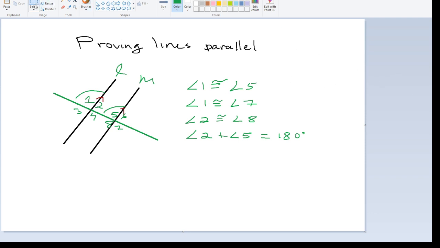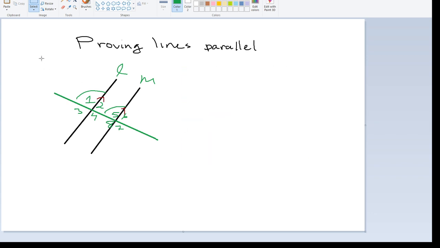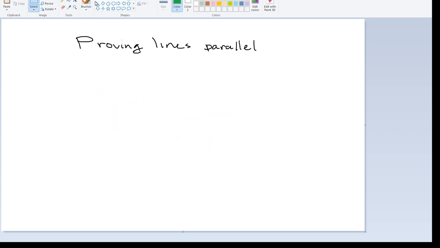I'm just going to erase all this. So let's say that I have two lines, and let's call them L and M again. And let's say we have a line that is a transversal, it's cutting them. So that's all I know. I don't know whether line L is parallel to line M.